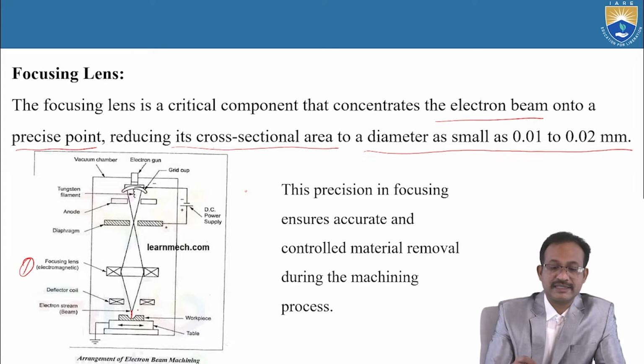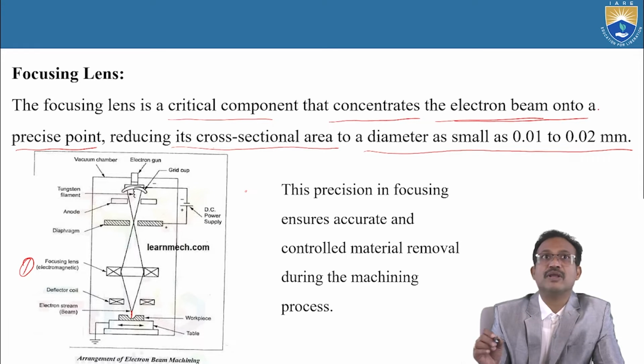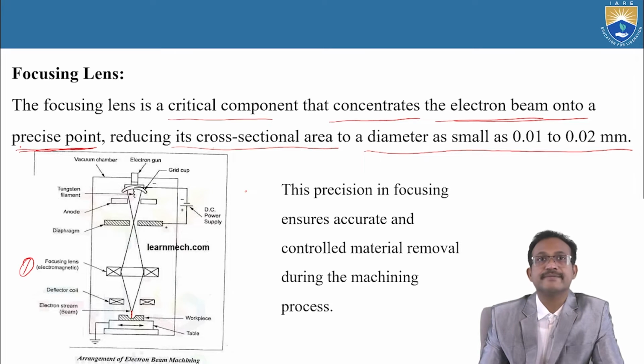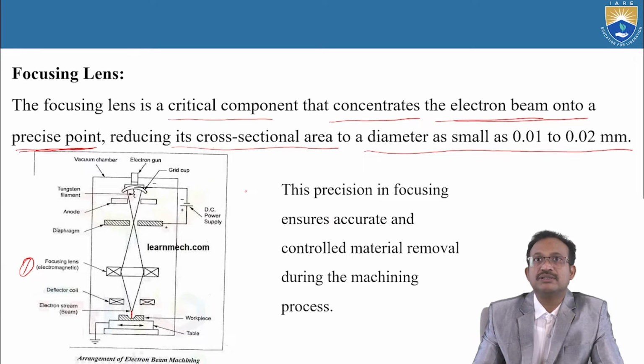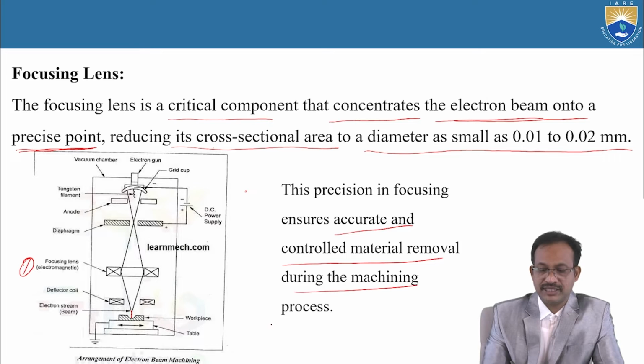Okay, so the focusing lens is a critical component that concentrates the electron beam onto a precise point. Otherwise, what will happen? An unnecessary heat affected zone will form and the material removal will be in a coarse manner. Here this will be very precise. This precision in focusing ensures accurate and controlled material removal, which is what we have discussed, during the machining process.